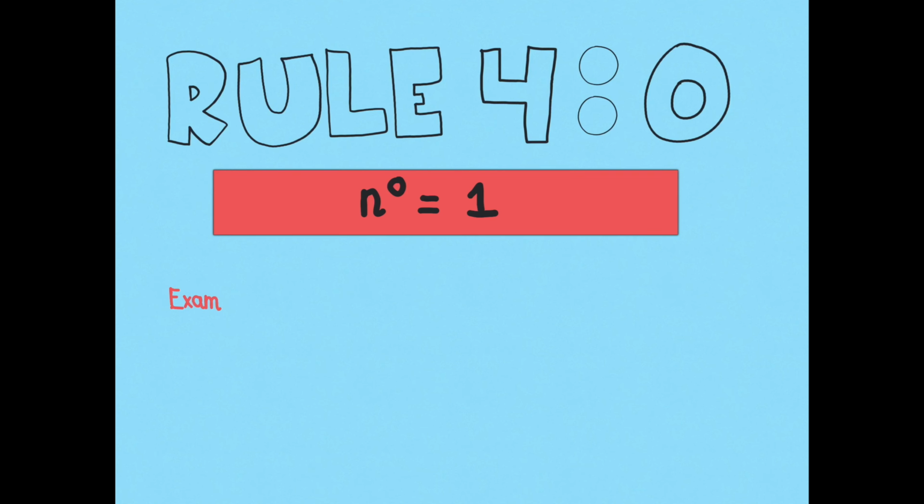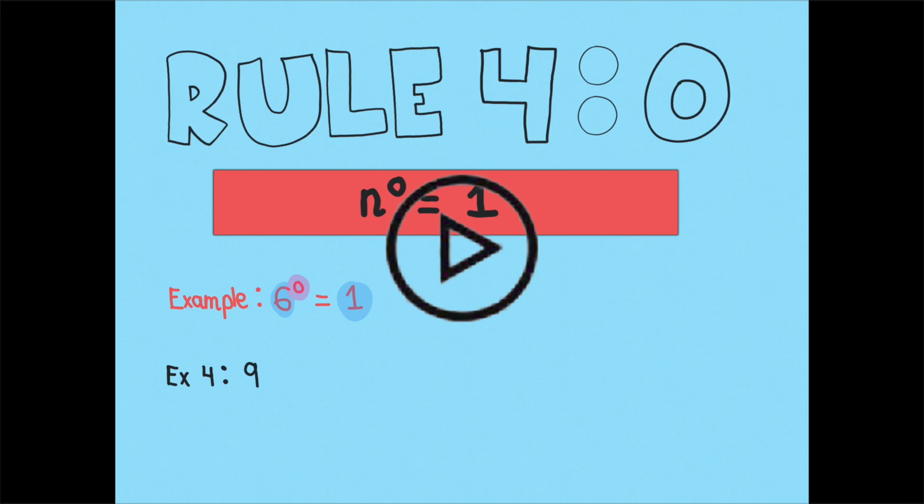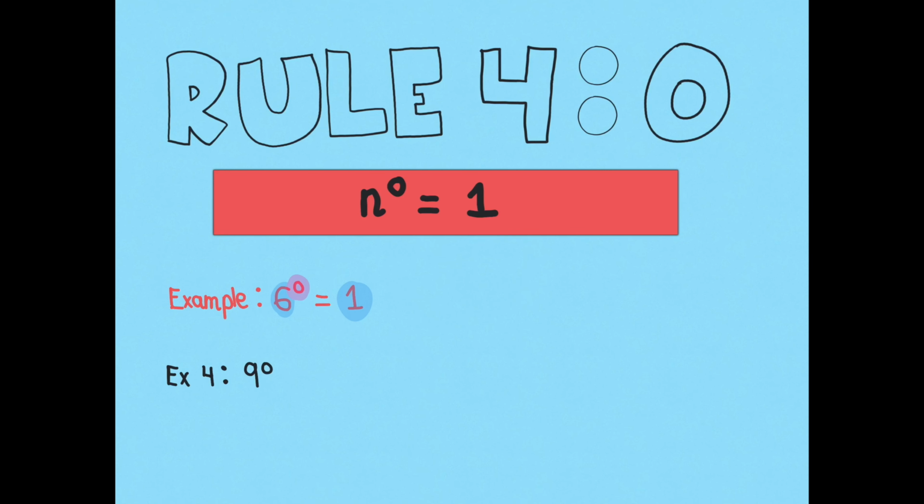Here is an example of the fourth law. 6 is our base number, and 0 is the power. 6 to the power of 0 equals 1. Have a go at the question below. Pause the video if necessary. The answer is 1.